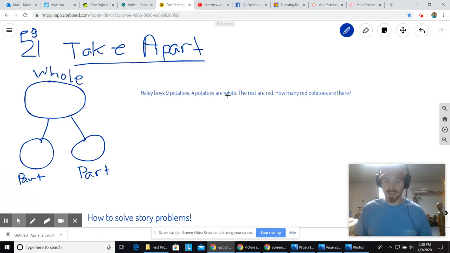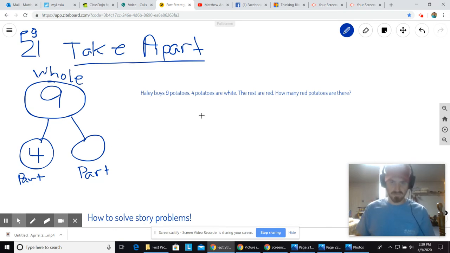4 potatoes are white. So of those 9 potatoes, 4 of them are white. Then it says the rest are red. How many red potatoes are there? So it sounds to me like we have some red potatoes, some white potatoes, and they come together to make potatoes. So my whole sounds like it should be 9, because that's how many potatoes it sounds like she has altogether. 4 of those potatoes are white. I've got to figure out how many are red.